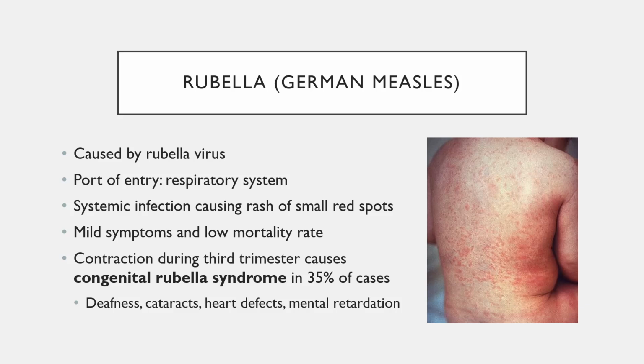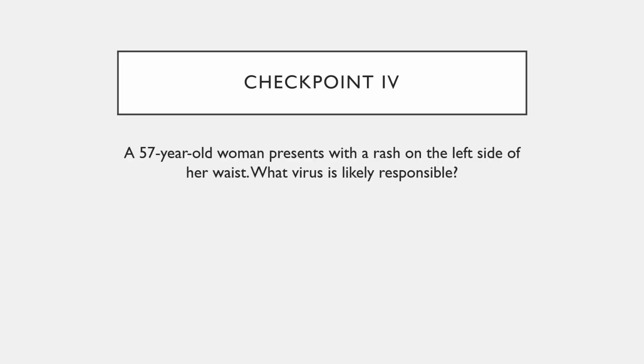This leads us into another checkpoint about these viral illnesses we've just discussed. A 57-year-old woman presents with a rash on the left side of her waist. What virus is likely responsible?